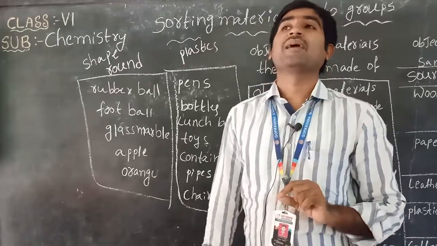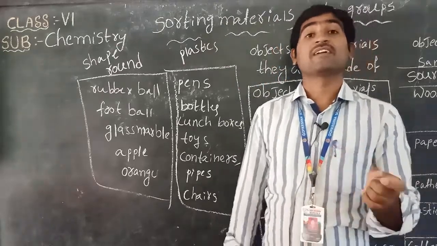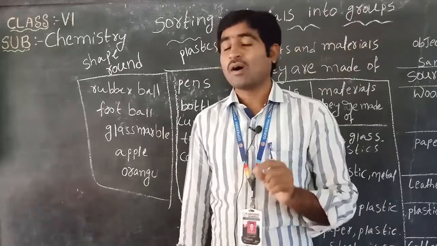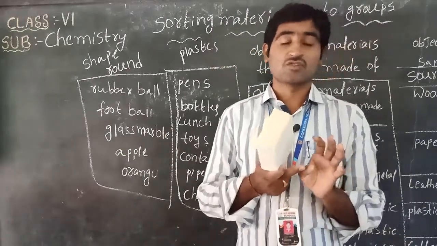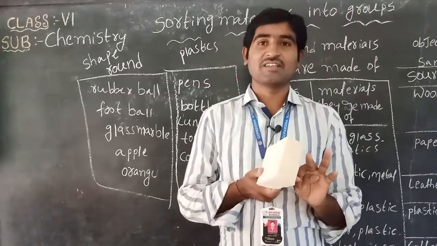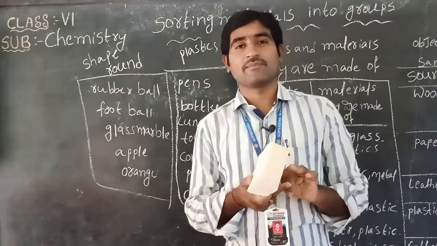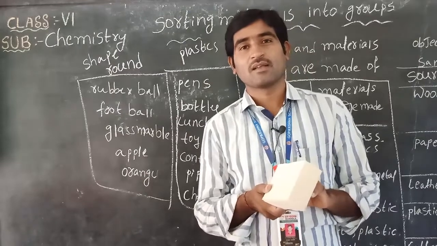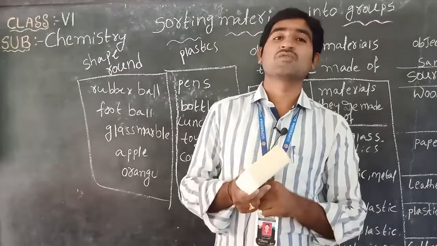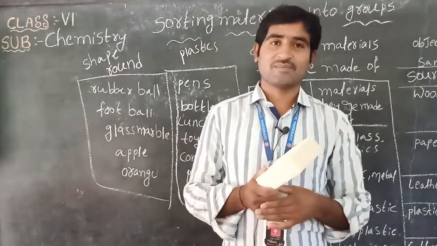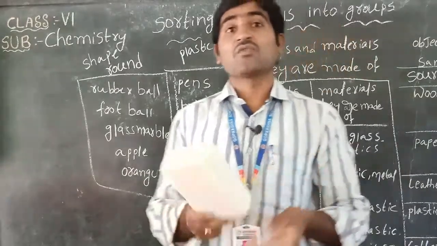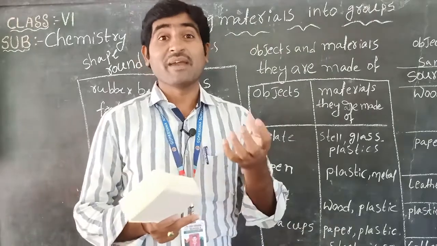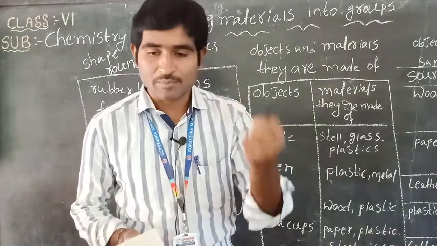That means we are making the objects from different kinds of sources. What are the sources we are using to make the objects? Mainly soil, plastics, metals, glass. These are the main sources we are using to make the objects. Yes or no? Yes. And paper also we are using. These are the main sources we are using to make the objects.